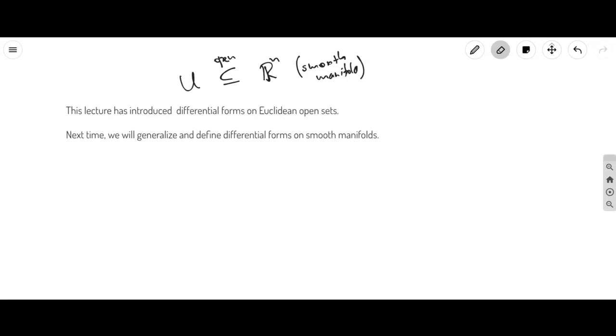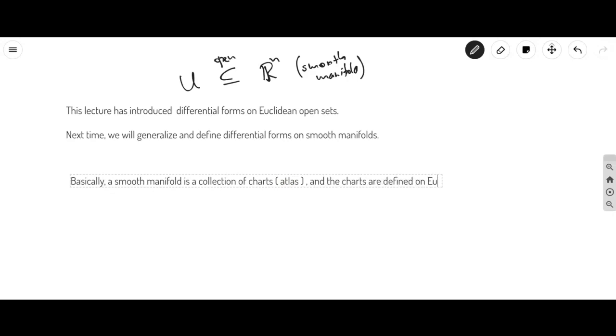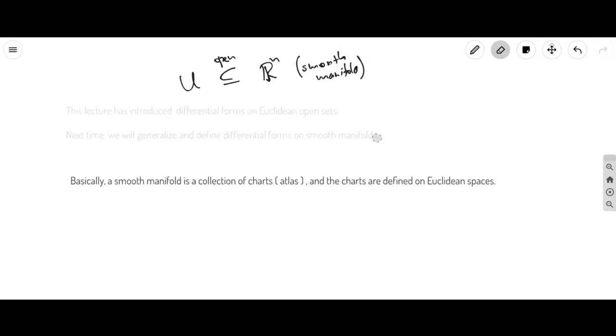And you kind of do it in two steps. You first define it in the Euclidean way, and then you generalize that to smooth manifolds, because basically a smooth manifold is a collection of charts. It's what we call an atlas, a collection of charts. And the charts are defined on Euclidean spaces. So a smooth manifold has charts, and the charts themselves are done on Euclidean spaces. That's the reason why we first do it in Euclidean spaces, and then we will generalize it to an arbitrary smooth manifold. So this is where we're going with this.